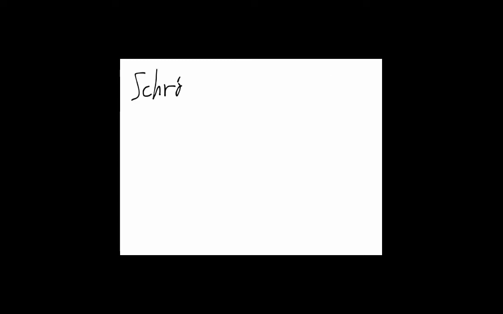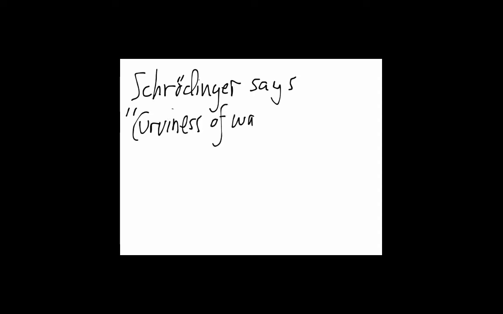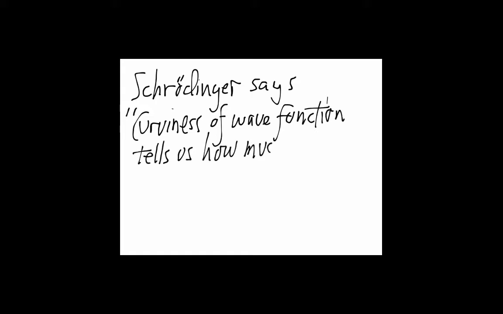So one way to re-describe the Schrodinger equation is that Schrodinger says that the curviness of the wave function tells us how much kinetic energy an object has.